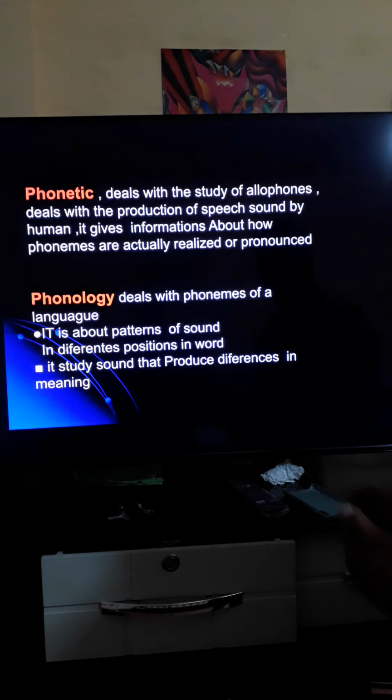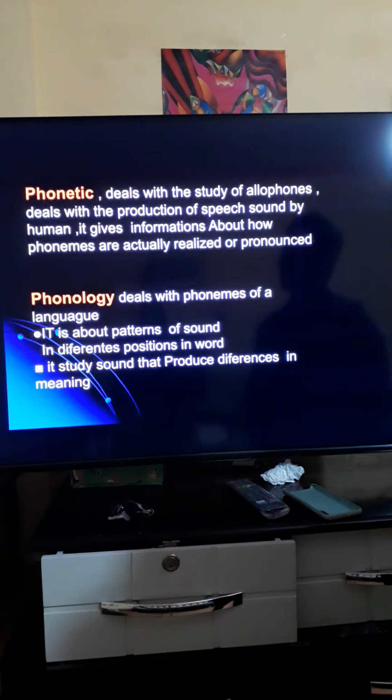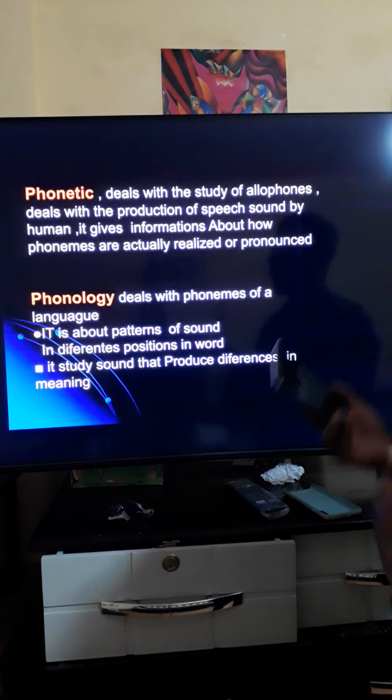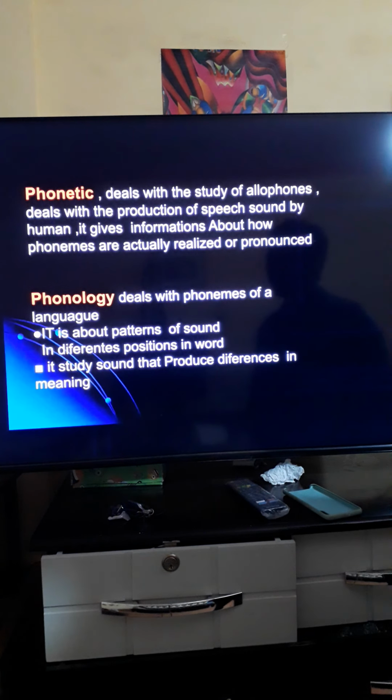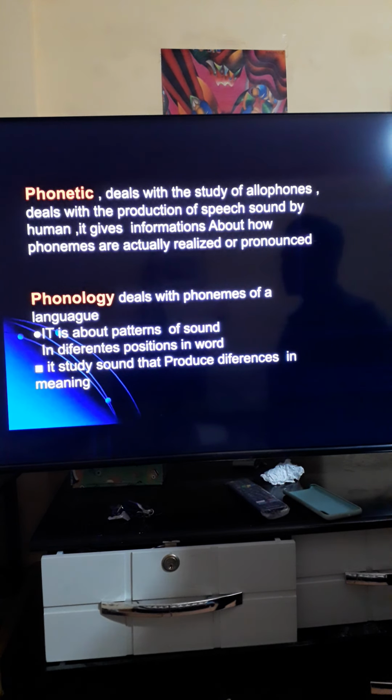Now we're going to talk about phonetics and phonology. We are going to give a real concept. We're going to begin with phonetics. Phonetics deals with the study of allophones, the production of speech sounds by humans. It gives information about how phonemes are actually pronounced or produced. Phonetics works with allophones. This is the important word that we have to remember.